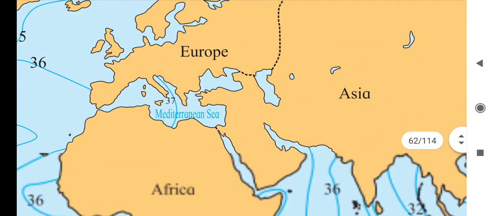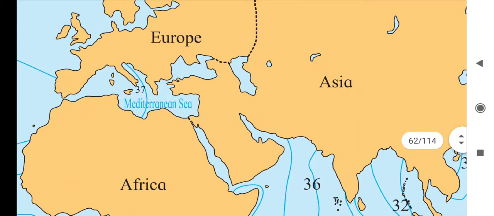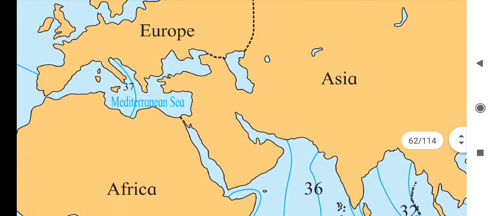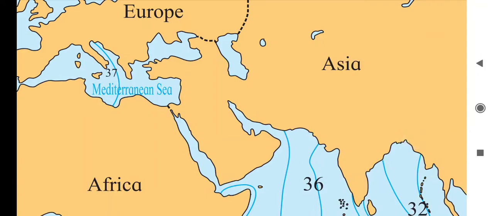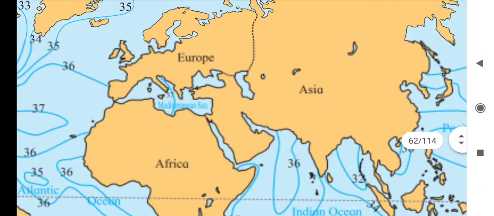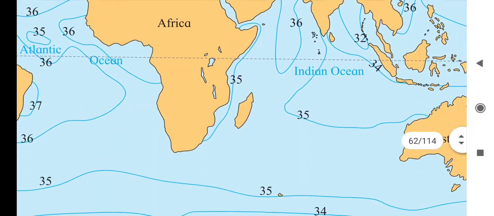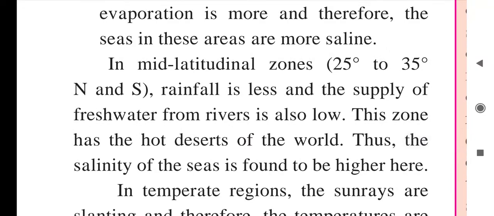So here, see children, in Africa, near that, the Sahara desert is there. Then here Arab, that is also a desert region. Now here in our India, the Rajasthan desert region. So due to that, there is less supply of fresh water and it is a desert region. That is the reason that in the mid latitudinal area, the temperature is also high and salinity is more.